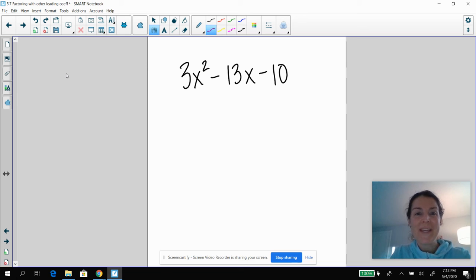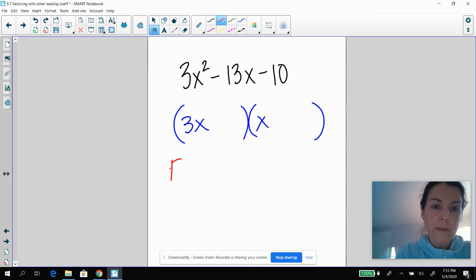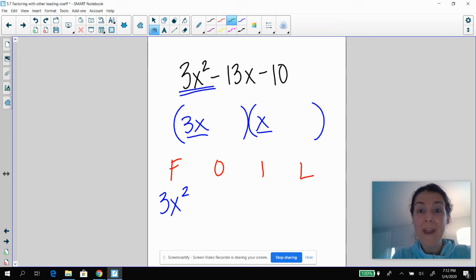All right, so here is a second problem. I've got a leading coefficient that is not 1, but luckily it's a prime number. So we know our first step is going to be making our 2 little binomials, and I've got a 3x and an x, because remember, if I FOIL this guy out, that 3x times x better give me 3x squared, which it does. But now this one's a little bit trickier. So now I've got a -10. I've got to figure out what goes in here. So factors of 10.